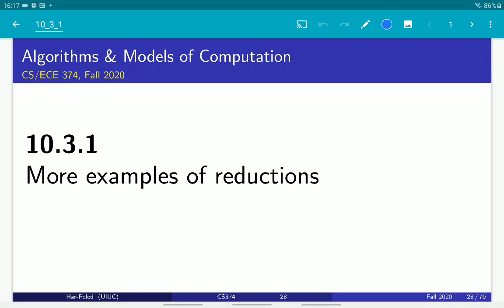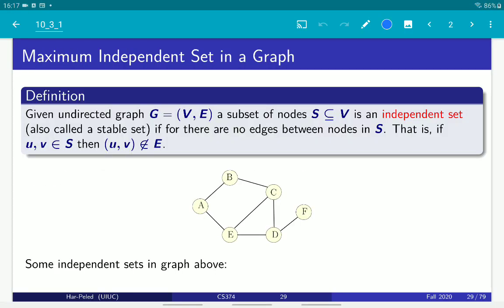Okay, let's see more examples of reductions. So here is one of the canonical problems on graphs. I give you a graph, and you would like to find a maximum size set of vertices of the graph such that no pair of them are adjacent. Such a set of vertices is called independent.